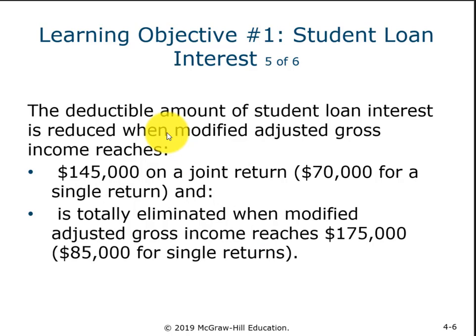So before the loan interest deduction, and before income excluded out of the country, and for tuition and fees, that starts to phase out at $145,000 on a joint return, $70,000 on a single return. That gets totally eliminated when it reaches $175,000. So that's a $30,000 phase out range. So you're only going to have a small phase out if your income is $145,100, but if your income is over $175,000, this deduction, student loan interest, doesn't do any good, if you're married filing jointly. That seems like a lot, but the single is a little less than half that.